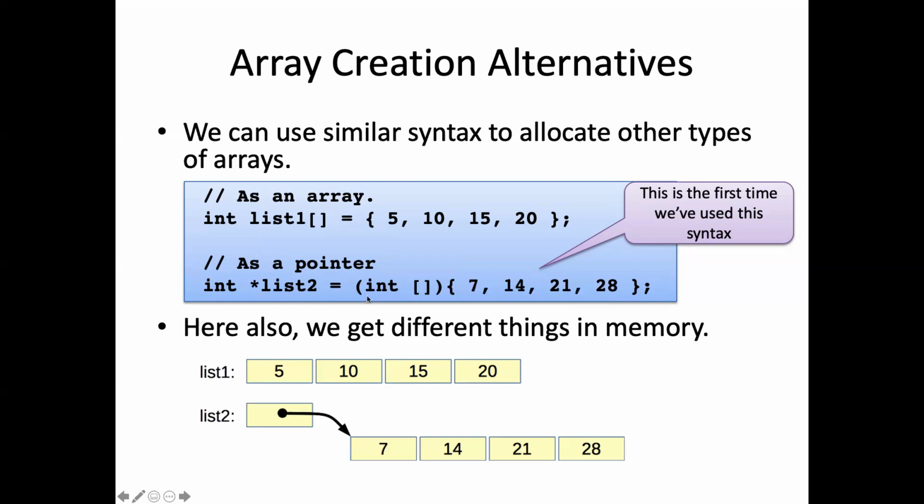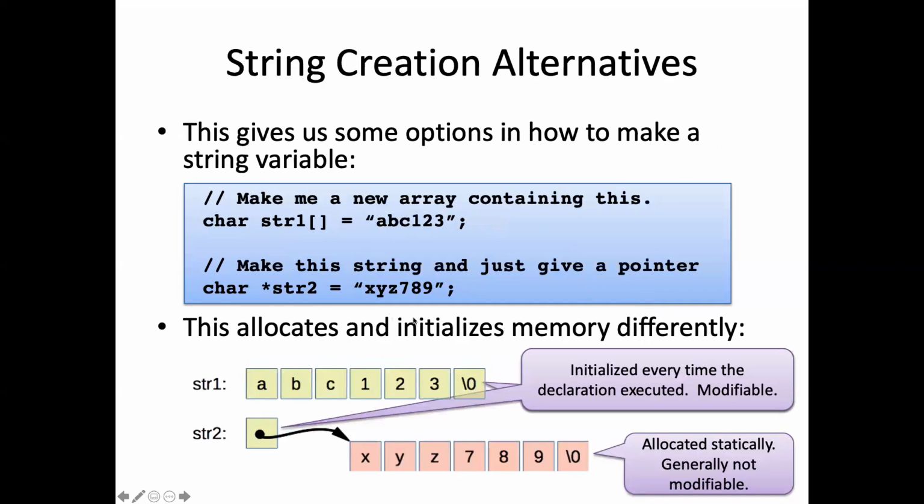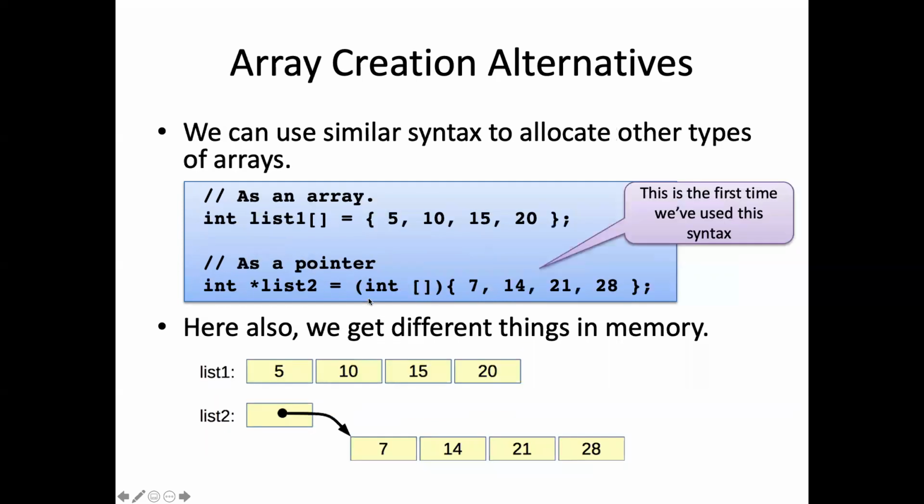And then, like I said, this whole thing evaluates to an int pointer. Kind of like back here, we said, well, this literal string evaluates to a char pointer. Here, if you make an array like this, it evaluates to an int pointer. We'll spend a little bit more time on the syntax.